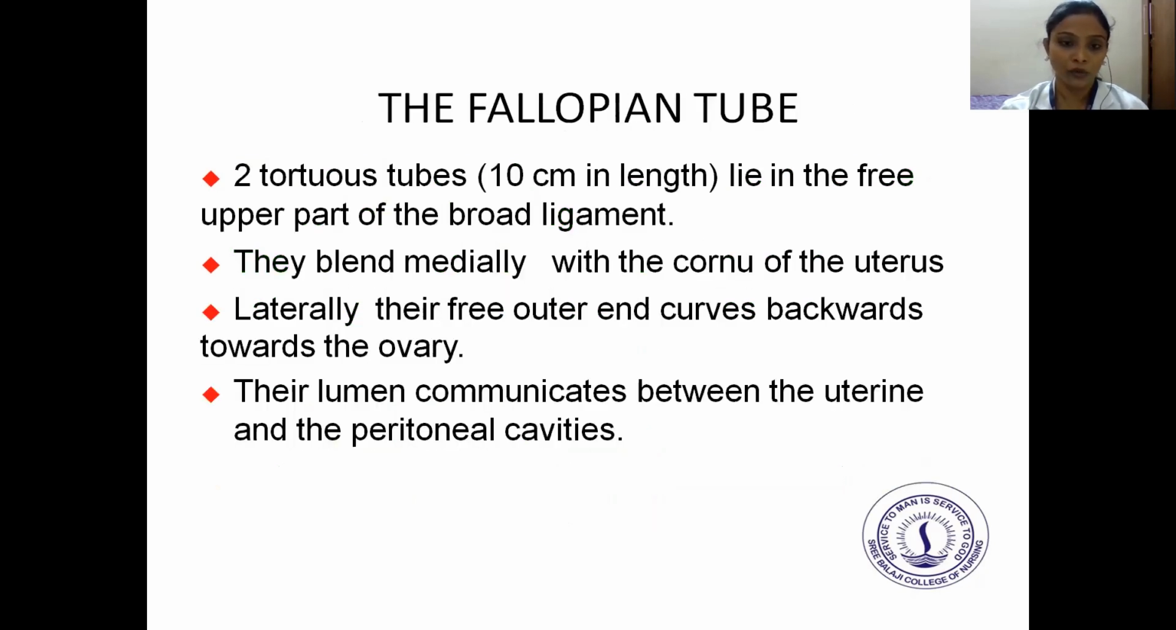Next is the fallopian tube. So you all know what a fallopian tube is. It is next to the uterus, that is, two tortuous tubes lie in the free upper part of the broad ligament. Each fallopian tube measures about 10 centimeters in length. They begin at the cornua of the uterus. Laterally, they are free and curve backward towards the ovary. Their lumen communicates between the uterine and the peritoneal cavity.